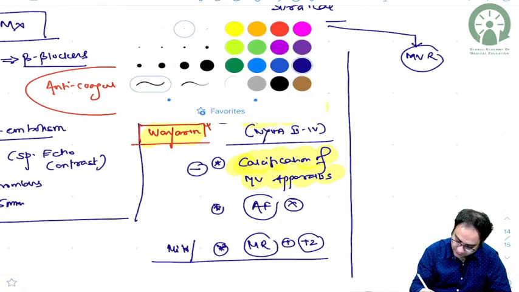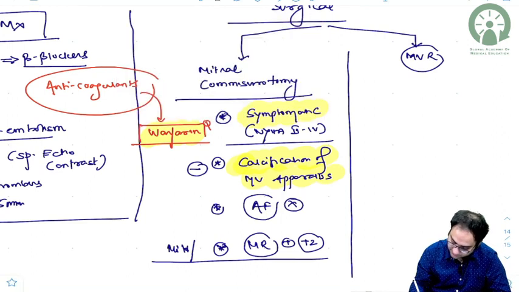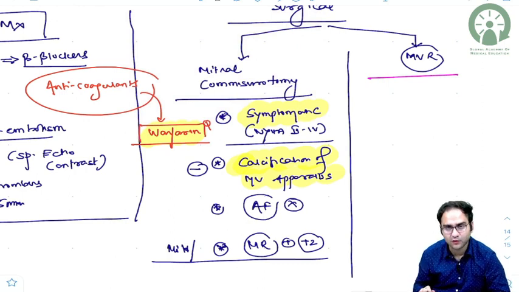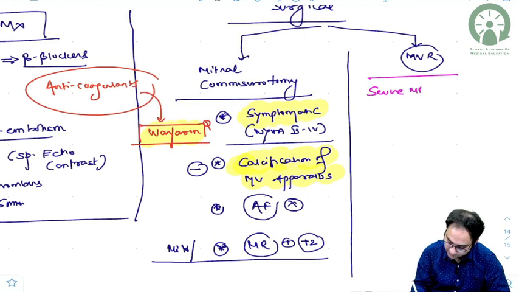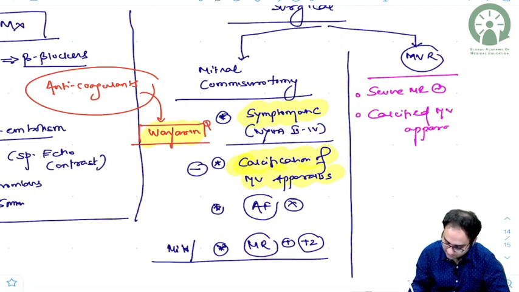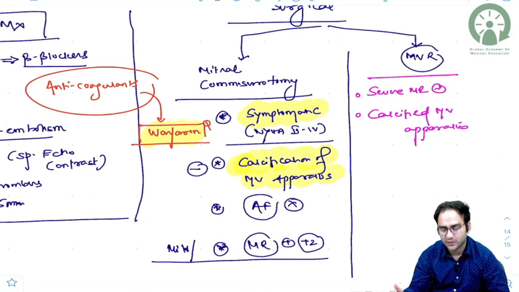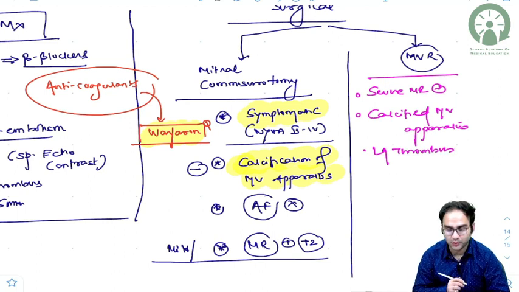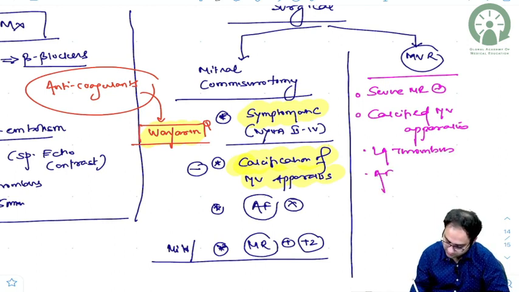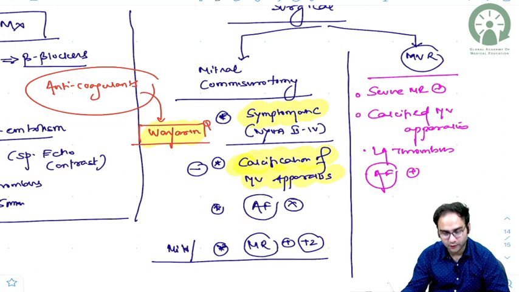Now, if all these things are not fulfilled, then you will do mitral valve replacement. Suppose you have got a severe MR, we'll do mitral valve replacement. If you have got a calcified mitral valve apparatus, you will do mitral valve replacement. If you have got an LA thrombus, you will do mitral valve replacement. If you have got AF, then you will also do mitral valve replacement, right?